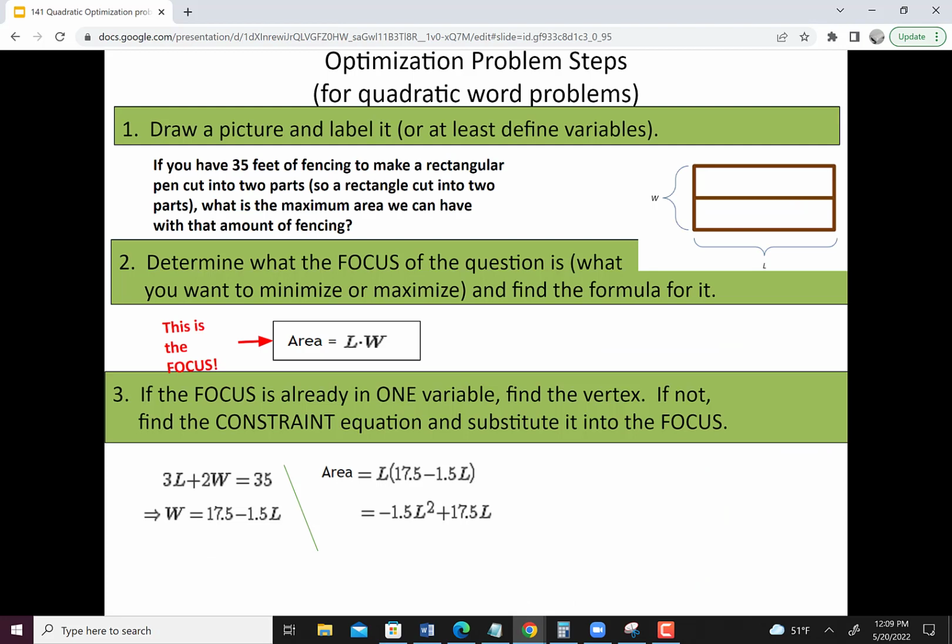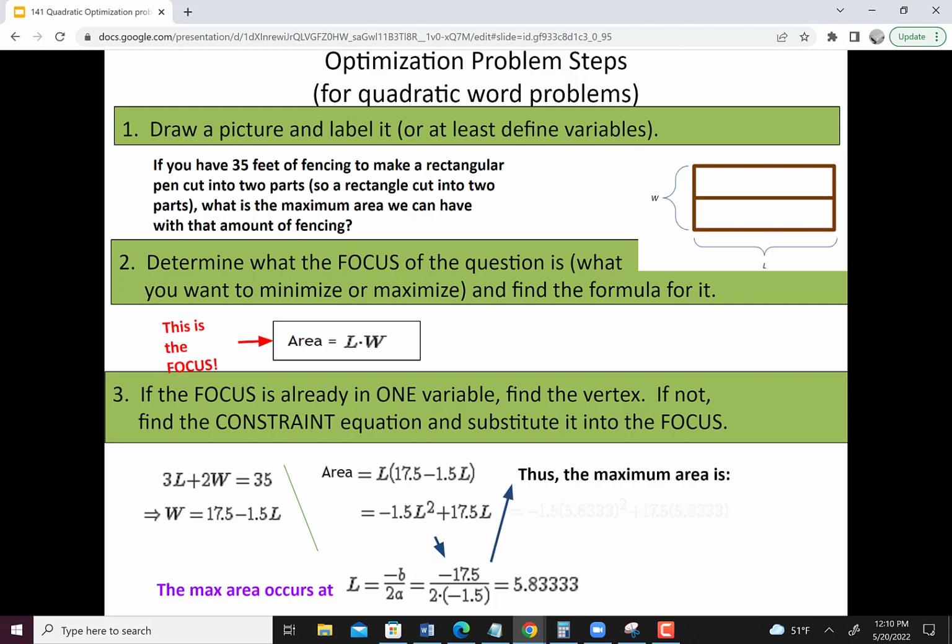Here's our formula. We can find the vertex by using our negative b over 2a. The maximum is at L equals negative b over 2a. Plug it in, I get 5.833, and that's what L is. It's very important to know what your variable is, because the question is, what is this 5.833? Is it the area? Is it W? Is it L? You know it's L because the formula is about L. And then we just need to plug that in to get the maximum area, and we're done. It's about 51 square feet.